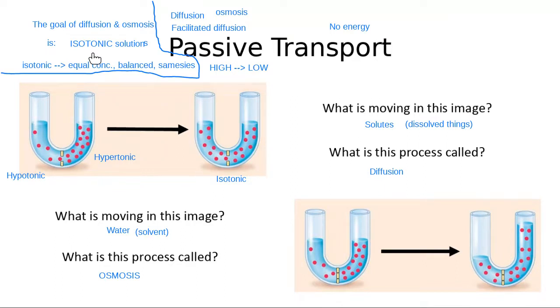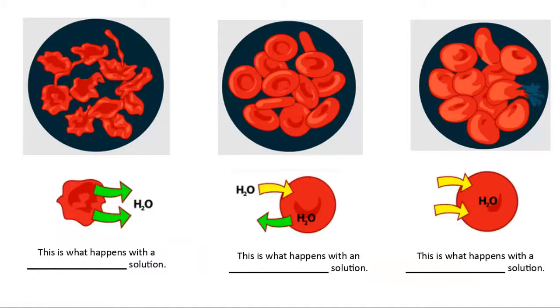So when you're thinking about diffusion and osmosis, remember the goal is for these things to get equal, either by moving water or by moving the things that are dissolved. Now, we talked about this in the context of red blood cells. So let's bring back those red blood cells. We talked about this with red blood cells.